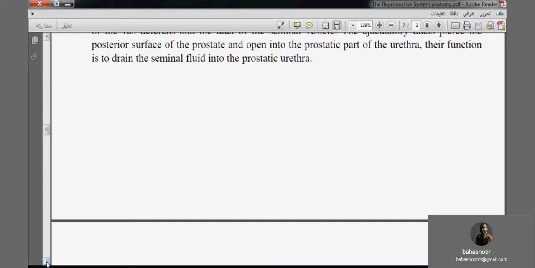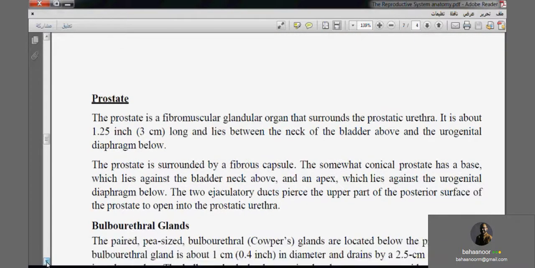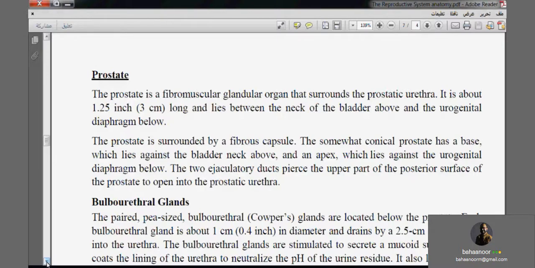The prostate, which is considered an accessory gland, is a fibromuscular glandular organ, meaning it has fibrous and muscular tissue along with glands, that surrounds the prostatic urethra. It is about 1.25 inches, about 3 centimeters long, and lies between the neck of the bladder above and the urogenital diaphragm below.